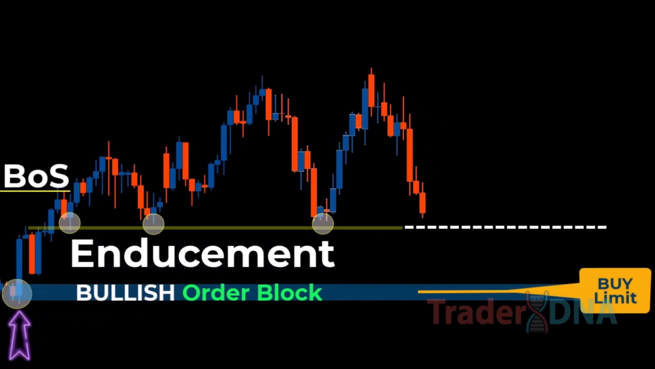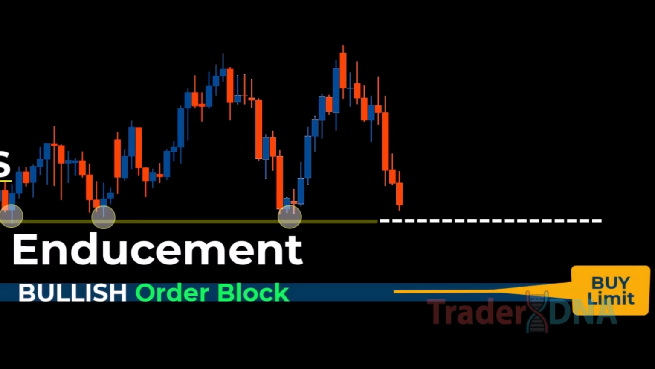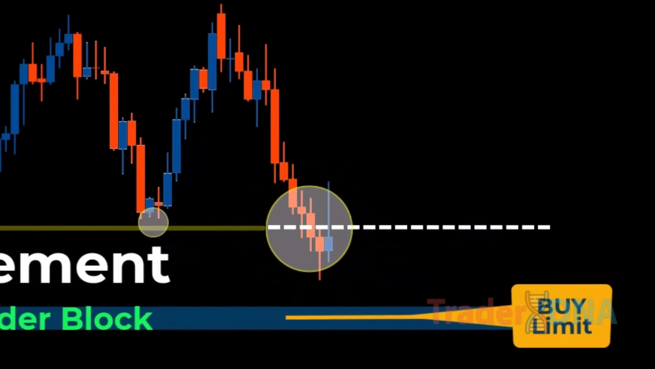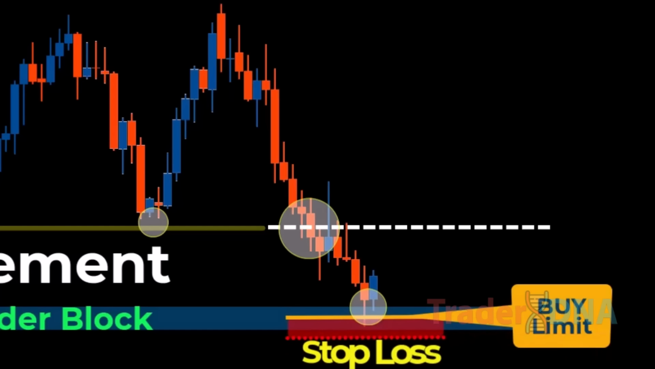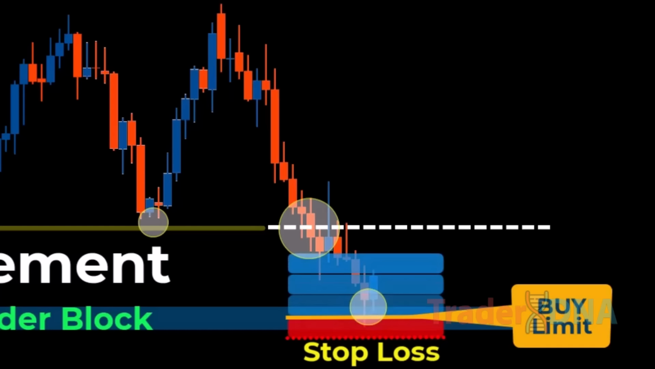So we place a limit buy in the middle of the order block and wait. Price drops, breaks through the inducement level and triggers our buy at the order block, exactly as expected. Once triggered, we set the stop loss just below the order block and aim for a take profit 2 to 3 times the stop size. You can also target the inducement zone as your take profit. And as you can see, this trade delivered.